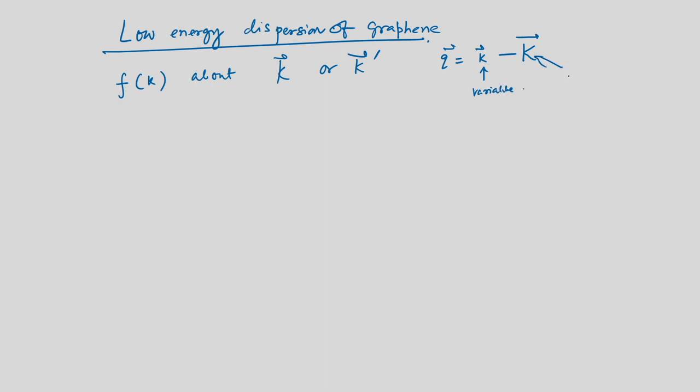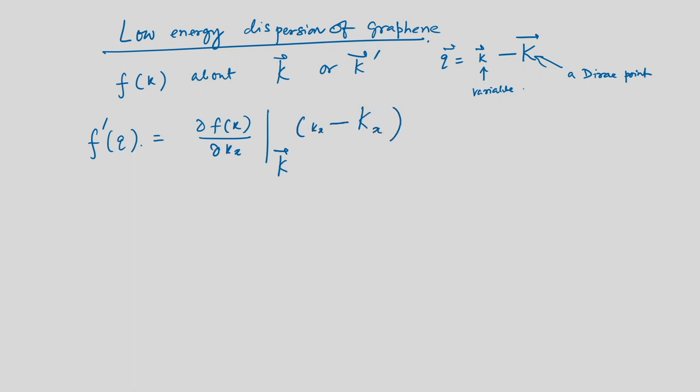This K is fixed. This is a Dirac point. And this q is actually also a variable, but it's a low energy variable because you are expanding the dispersion about the K point. So we write now f of q, and in order to do that, let's take the derivative of that, that is f prime of q, which is del f of k by del k x at the K point, times k x minus K x. Okay, this is the x component of the Dirac point in the Brillouin zone, and this small k x is actually a variable, plus del f of k by del k y at the K point, times k y minus K y.